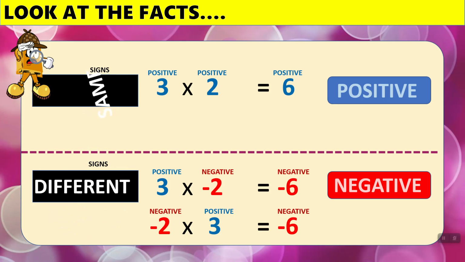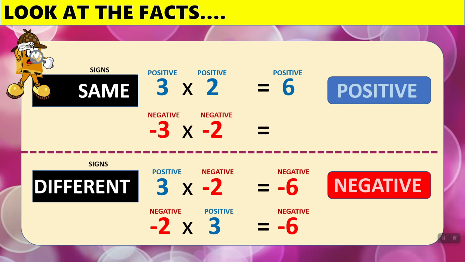Let's look back at when the signs were the same. 3 times 2 is equal to 6. If we take the negative numbers, minus 3 times minus 2, since they are also the same, they're both negative, the rule says the answer should also be positive. So minus 3 times minus 2 is equal to a positive 6.